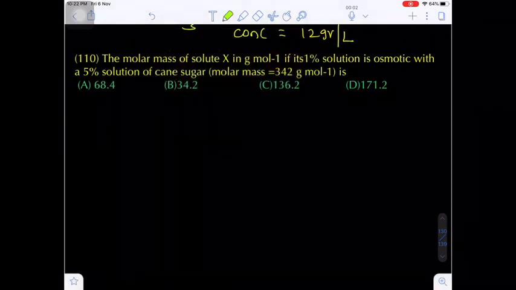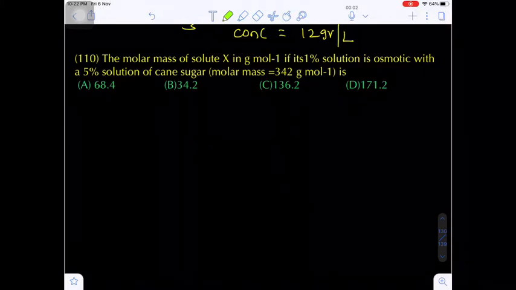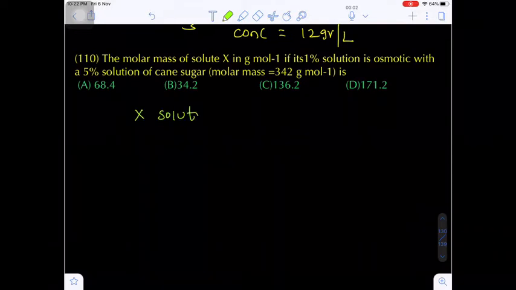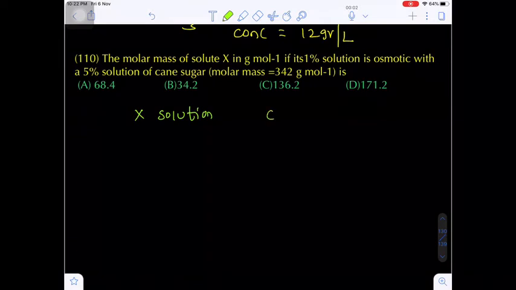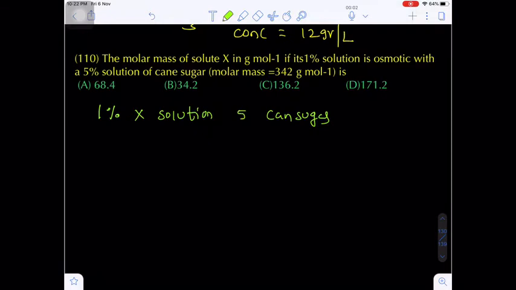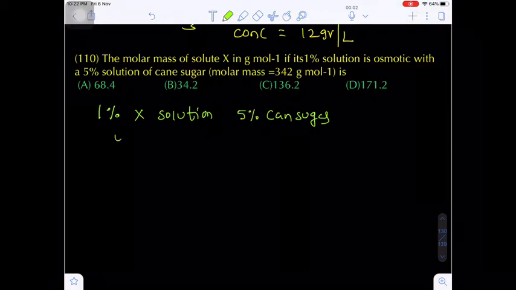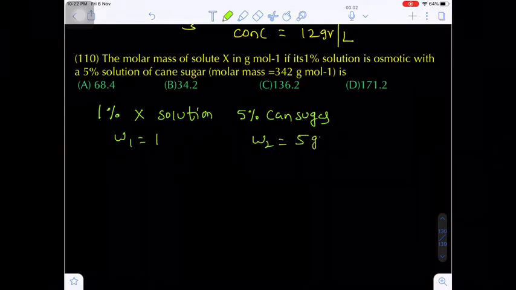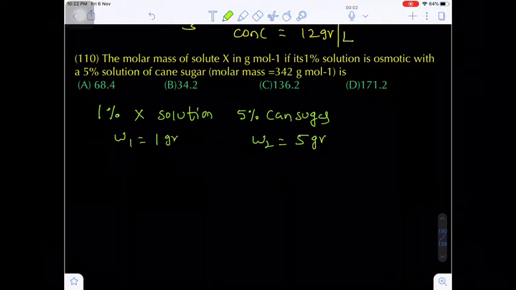Now question number 110. The molar mass of a solute X in gram per mole, if its 1% solution is isotonic with 5% of cane sugar. So we have two solutions, an X solution and a cane sugar solution. How much percentage is given for X solution? 1%. Cane sugar is given as 5%. That means the weight of X solute will be 1 gram. On the right hand side the weight of cane sugar will be 5 gram. Are you getting my point? And the solution volume is 100 ml.